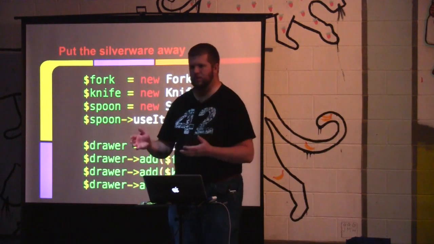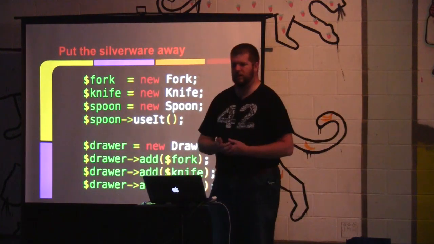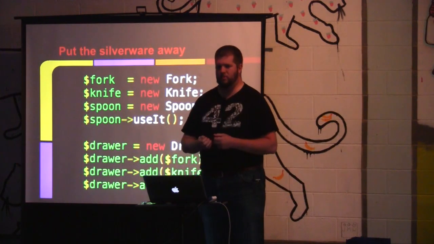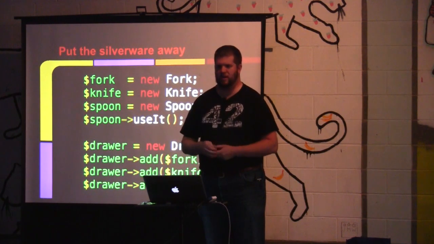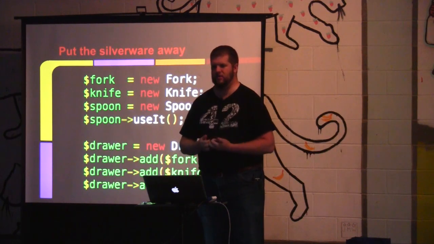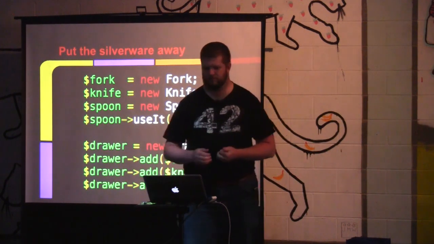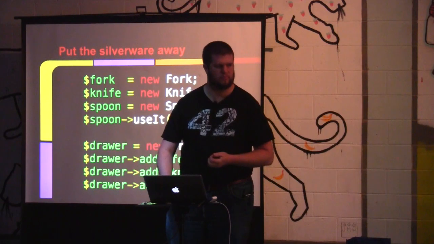So now we're going to put the silverware away. So I'm going to create a new fork and a new knife and a new spoon. But before I do that, I'm going to use the spoon, right, which makes it dirty. But then I'm going to go ahead and add it into the drawer. So now I've got a drawer, and it's got a fork and a knife and a dirty spoon.